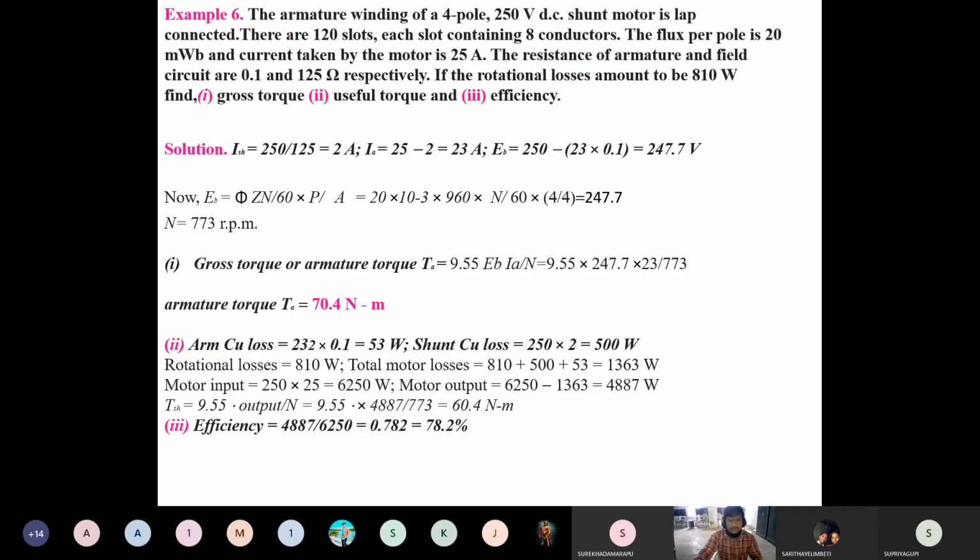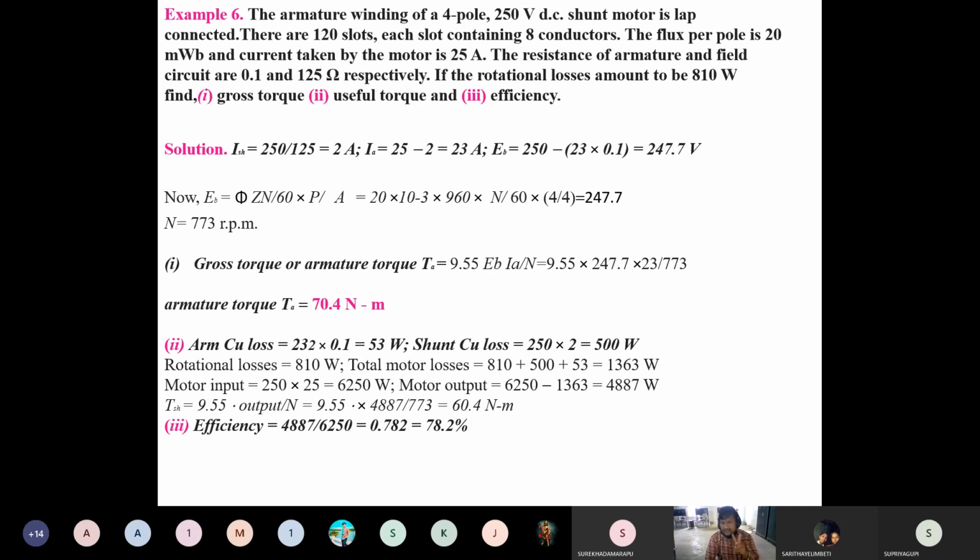So now I continue with the problem. First we determined EB as 247.7 volts. Now they are asking to determine the gross torque. Gross torque or armature torque is 0.159 phi Z Ia into P by A. By using that formula you can determine the answer. Otherwise, if we know the speed, and we know the back EMF, then by using the formula 9.55 into EB Ia by N, we can easily find out the gross torque or armature torque.